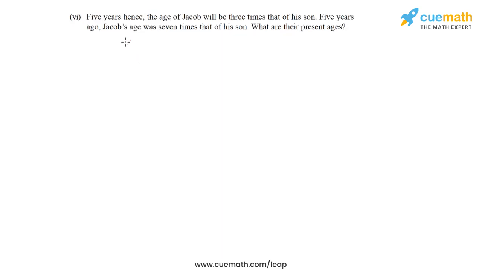The sixth and the last part of this question says 5 years hence. Hence means later. So 5 years later, the age of Jacob will be 3 times that of his son. And 5 years ago, which means 5 years in the past, Jacob's age was 7 times that of his son. What are their present ages?